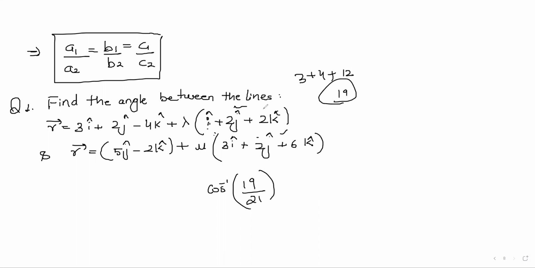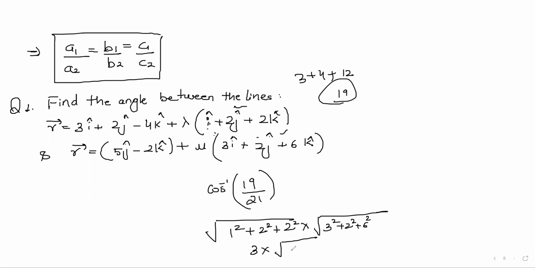Okay. And why is it 29? Do the root of this: 1 square, 2 square, 2 square, into root 3 square, 2 square, 6 square. So it is what? 3 into root 9 plus 4 plus 36. So it is 7. 3 into 7 is 21. Is it fine, Saf? Yes. Joseph? Okay. Then please try the next question.